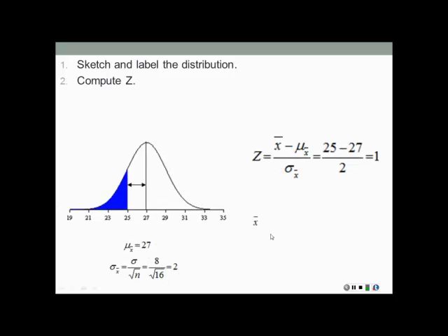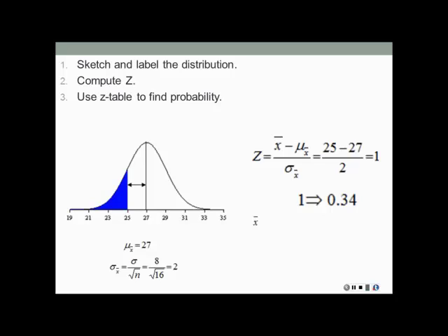We're going to compute z now to get the area that I have with my arrows there. X bar, that's the 25, minus the mean of the x bars, that's 27. This just mirrors the x minus mu on the normal distributions, but now we're talking about x bars, so it's x bar minus the mean of the x bars divided by the standard deviation or standard error for this distribution of 2. So 25 is one standard deviation below the mean.